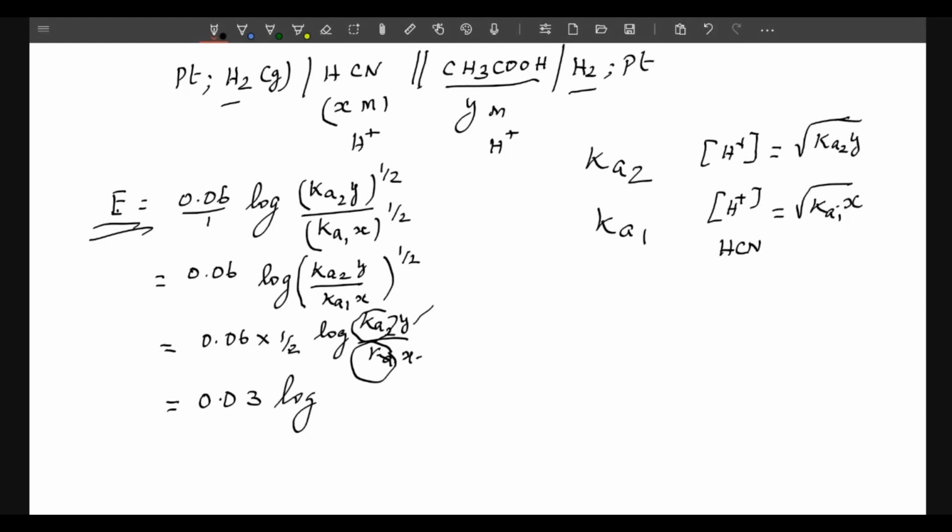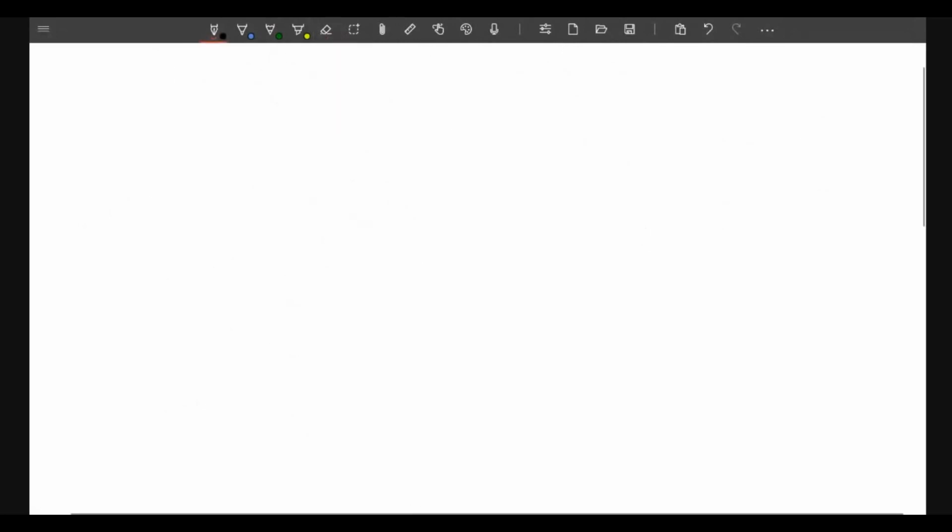Now with that one, we will go for the next type of calculation, that is the EMF of the cell with transference number. We will see that one. Take down the question for the concentration cell. For the concentration cell, take down this one.